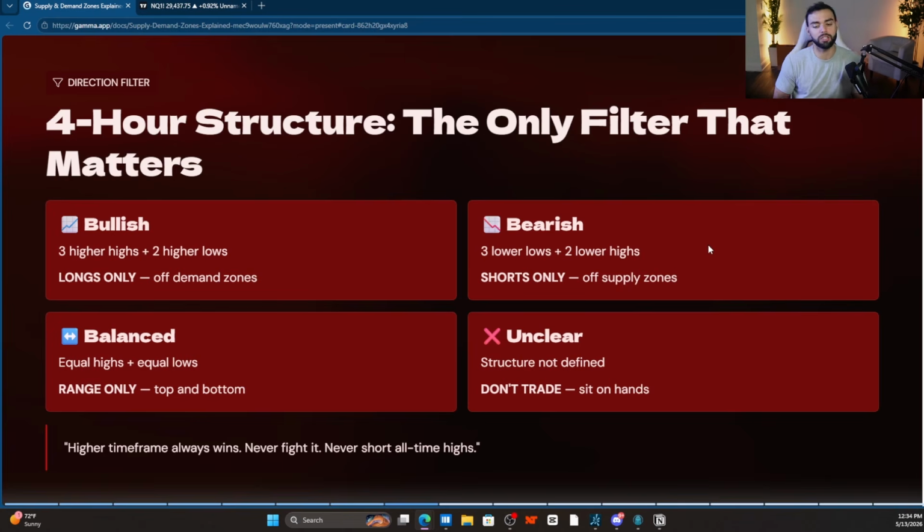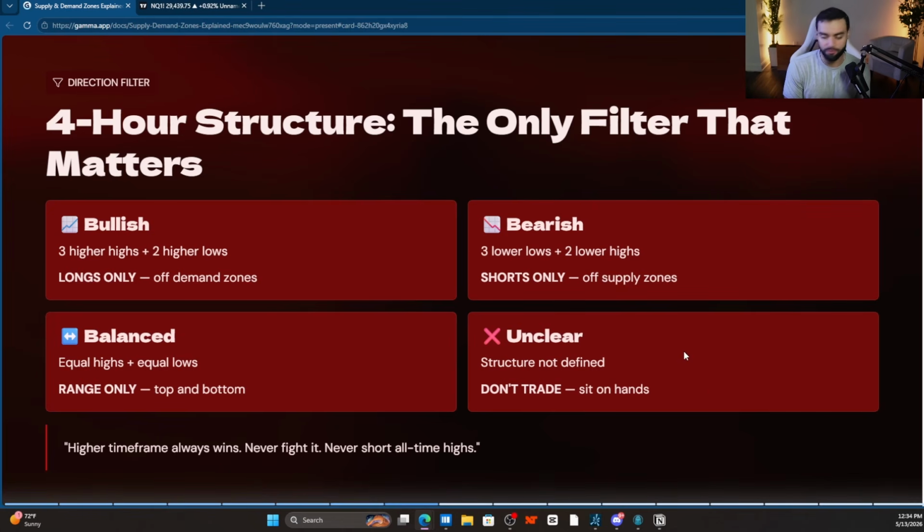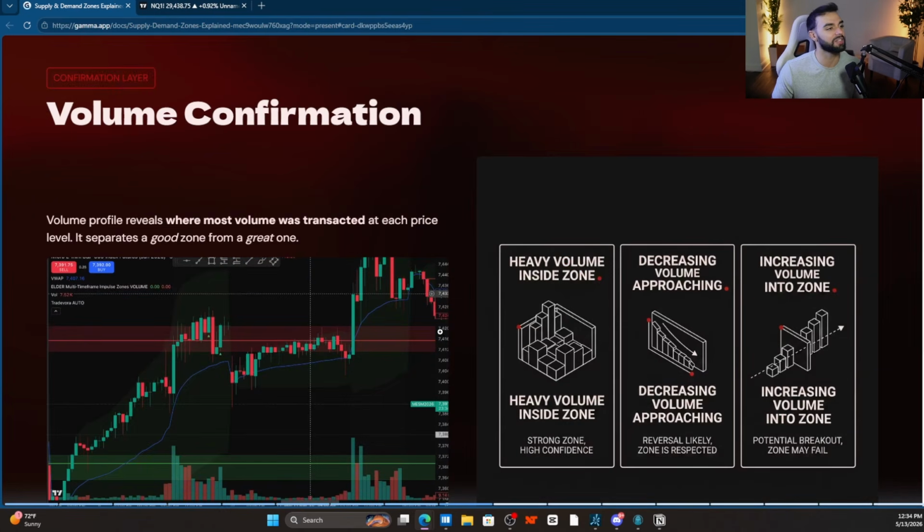And if the structure is unclear on the 4 hour time frame, all I'm doing is sitting out of the trades. I'm sitting on my hands because the higher time frame will always win. Never fight it and never short all-time high. I had to throw that in there because we are currently in an all-time high condition.